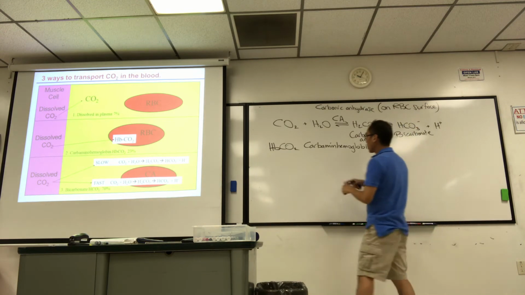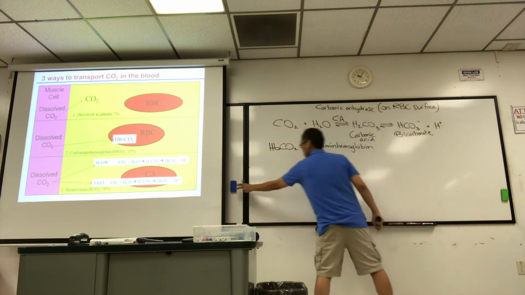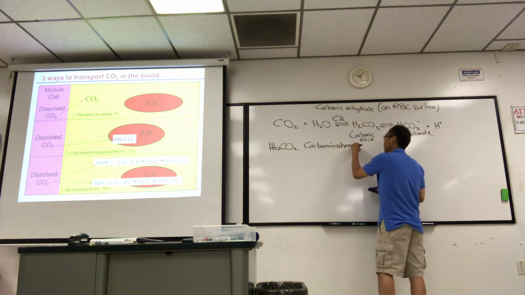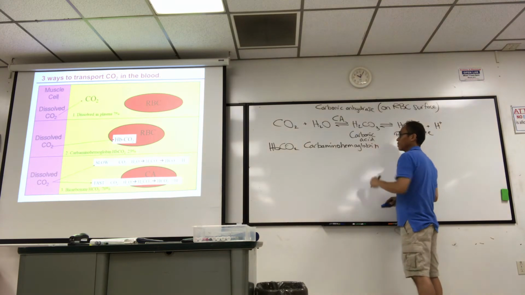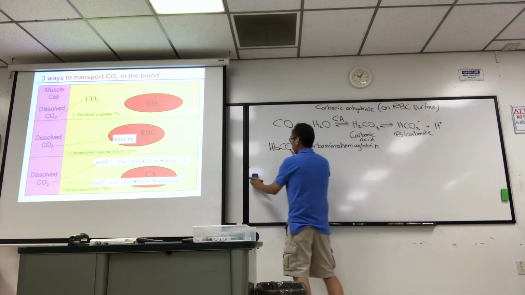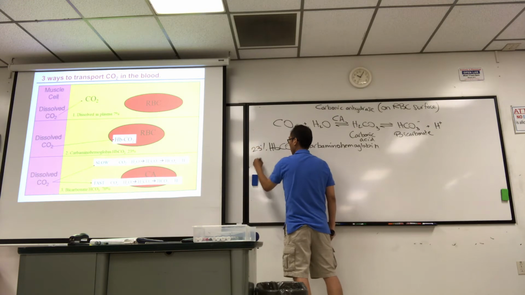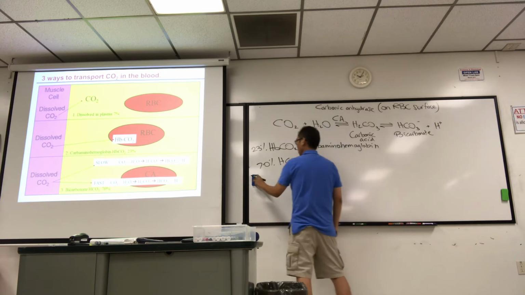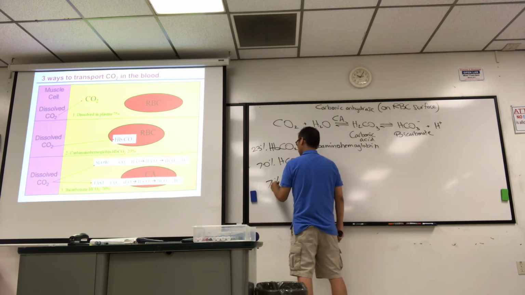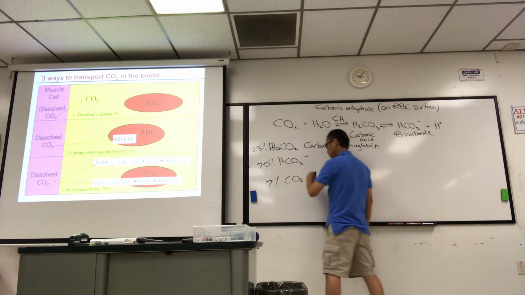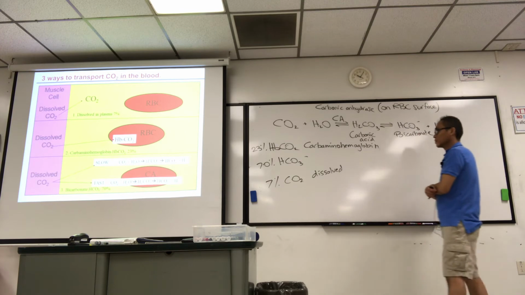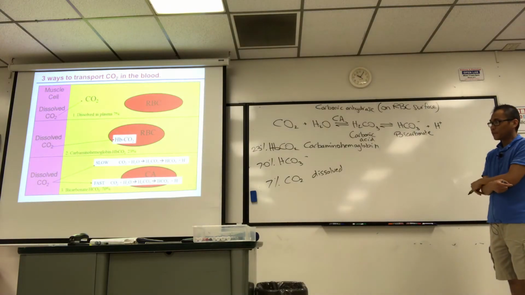Oh, forgot an O. Carbamino. That's our 23%. But our 70% is bicarb. Or just to complete the list, 7%, just good old CO2 dissolved. Right, so I talked about those numbers before, but this time I just want you to see it in picture form.